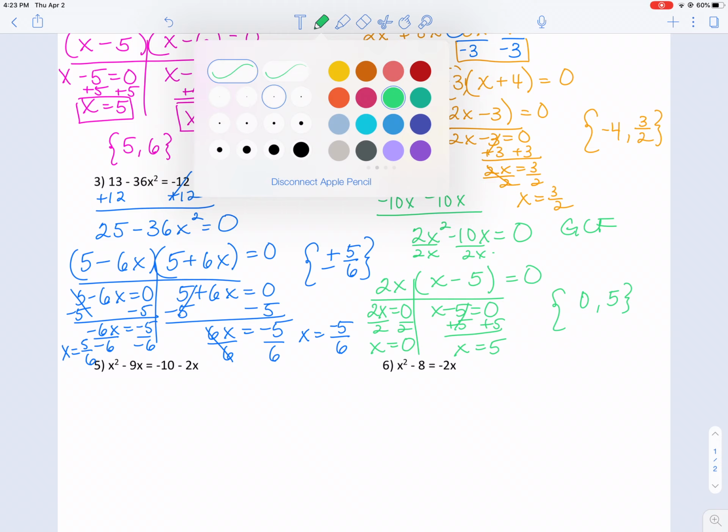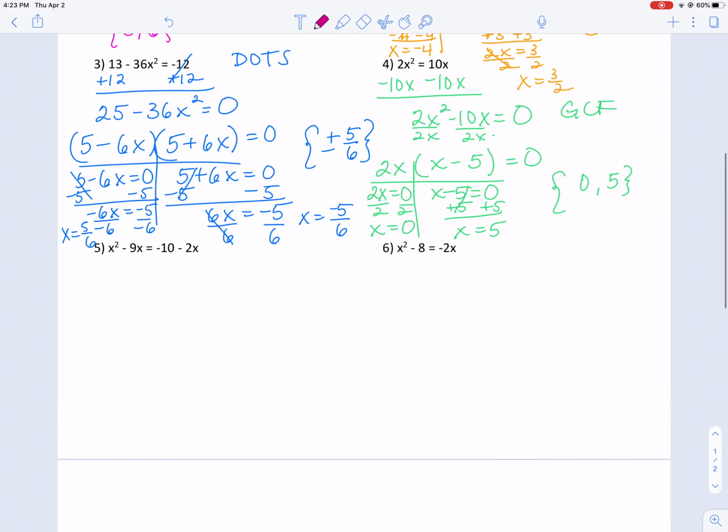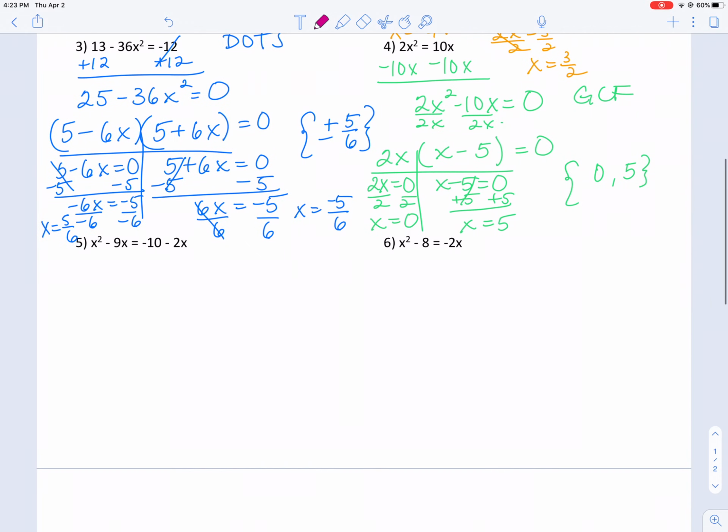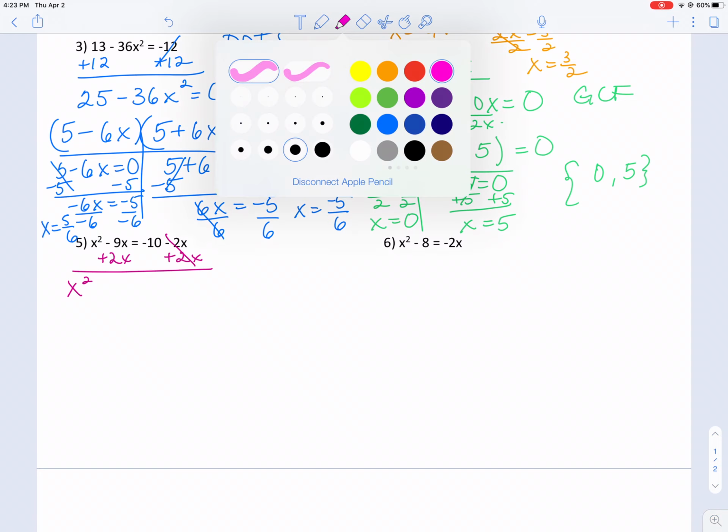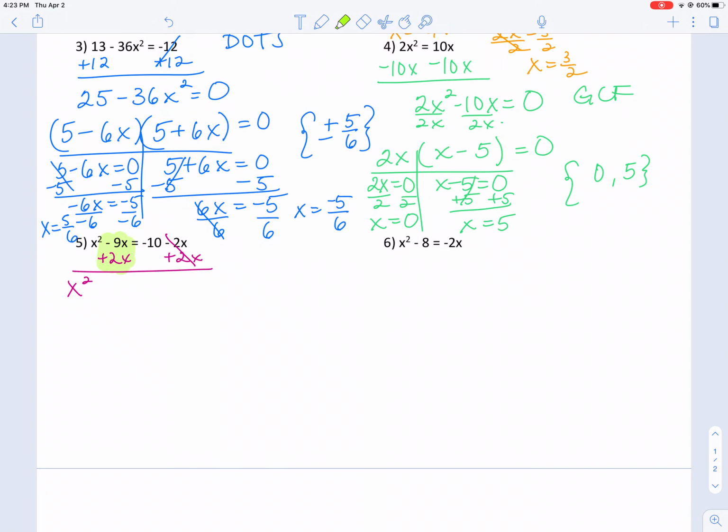In the next example, you have two things that are on the wrong side. So the first thing I would do is add 2x. Let's do that first. So we have x squared, negative 9, plus 2x. Those are like terms. That becomes negative 7x, and that equals negative 10. But it's not in standard form. Now add your 10. So you have x squared minus 7x plus 10 equals 0.